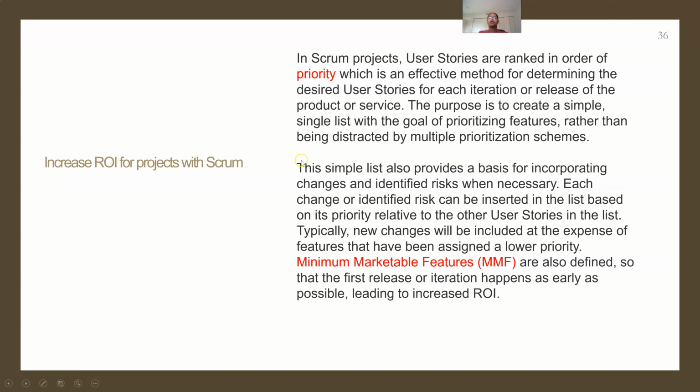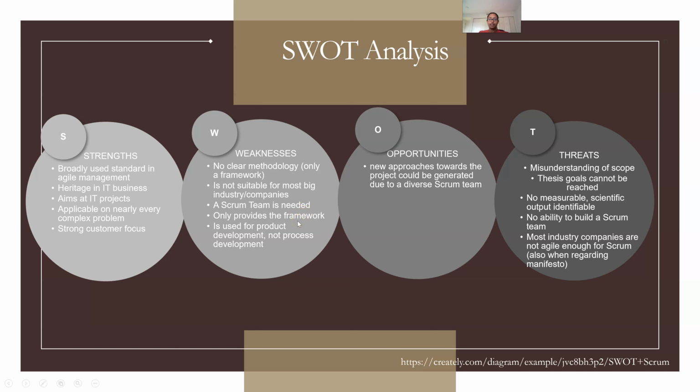Coming to the SWOT analysis, the strengths, weaknesses, opportunities, and threats are mentioned here. The strength is basically that it is used in standard agile management. Weakness would be that a Scrum team is always needed. Expertise is always needed in having a Scrum team. Opportunities: new approaches towards the project could be generated due to a diverse Scrum team, and some of the threats are mentioned over here.